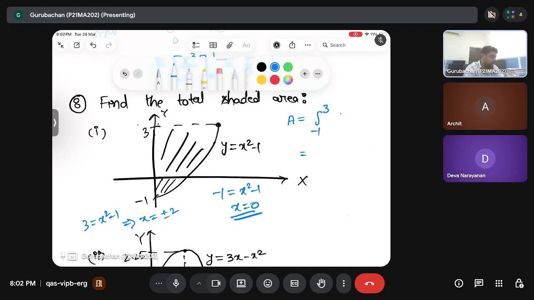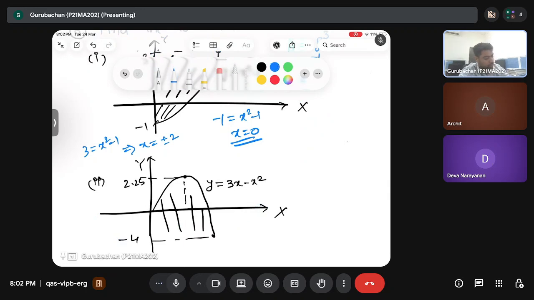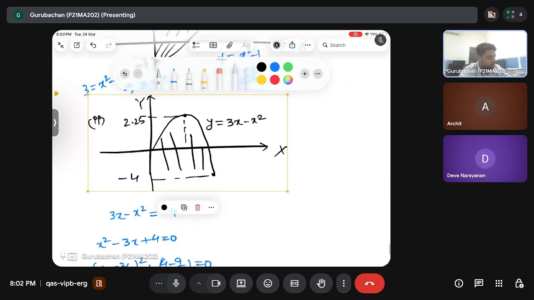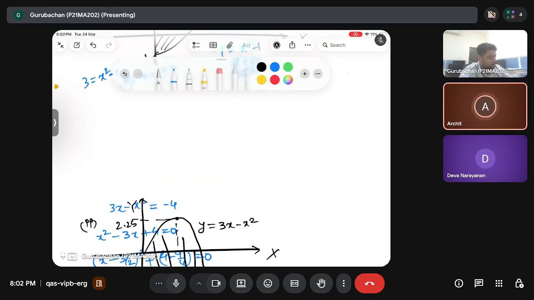Okay, nice. Very nice. Literally a good approach. So what is the area with respect to the x-axis? That is 2 by 3, right? Yes, sir.